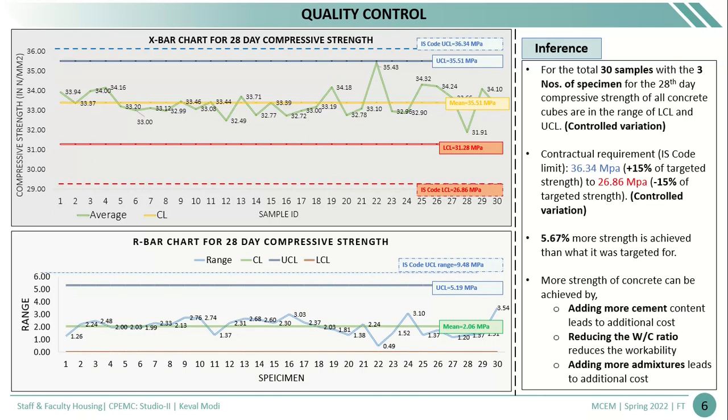Therefore, we can conclude that all the readings are within the UCL limit. Therefore, the variation is controlled variation, and it matches the contractor requirement, which is plus or minus 15% of the targeted strength. The mean of the total strength is coming to 35.51 MPa, which is denoted with the yellow color. The higher strength is coming mainly due to three reasons: adding a higher cement ratio than required, or the contractor is using more admixture than required, or he has reduced the water cement ratio than calculated.